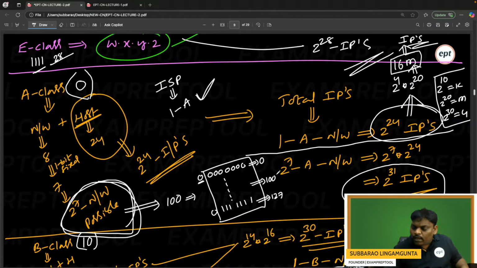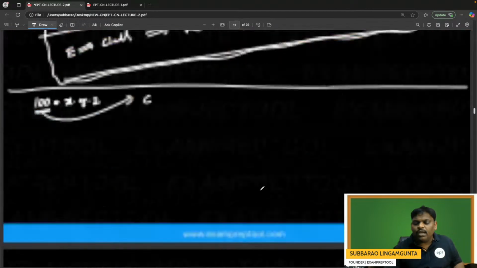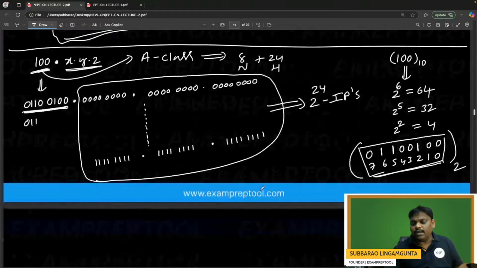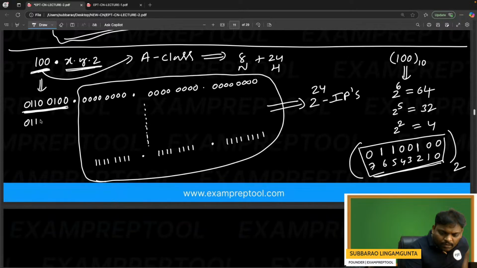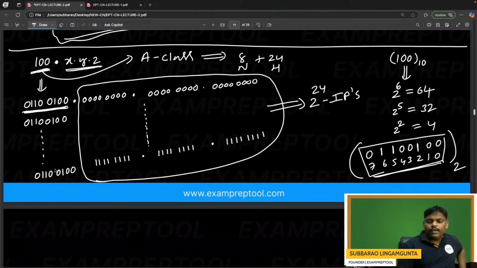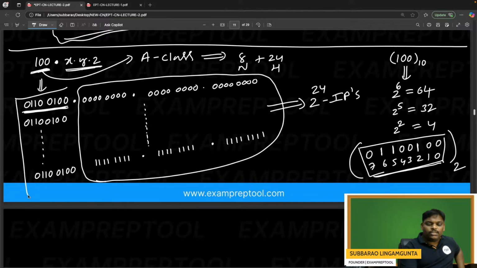Out of them, one of the networks is 100. So we are talking about class A network 100. If you observe, the network part is the same in all of these, because it is the class A 100 network. The network part is fixed, we are not changing it. So we are talking about one class A network.